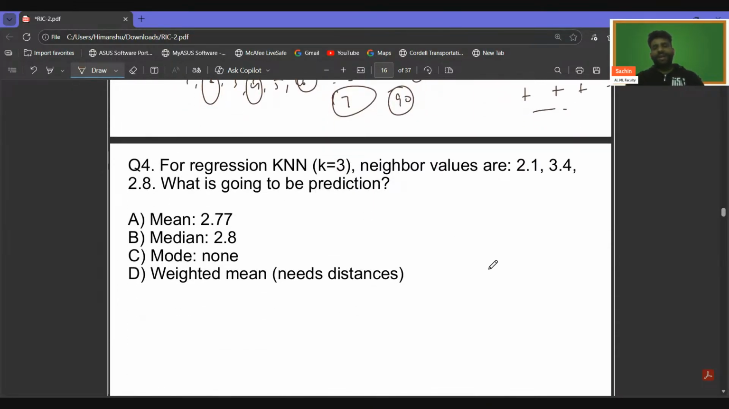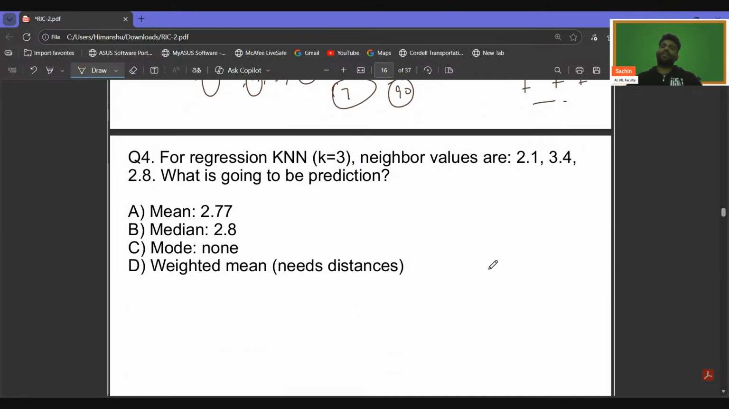So let's go to the next question. For regression, while using KNN, neighbor values are 2.1, 3.4, and 2.8. Now, what is going to be the prediction? As I mentioned, what are we going to use? Are we going to talk about mean, median, mode, or some weighted mean, which needs the distance? What actually happens in regression with KNN? If anybody has any idea, do let me know. Anybody?